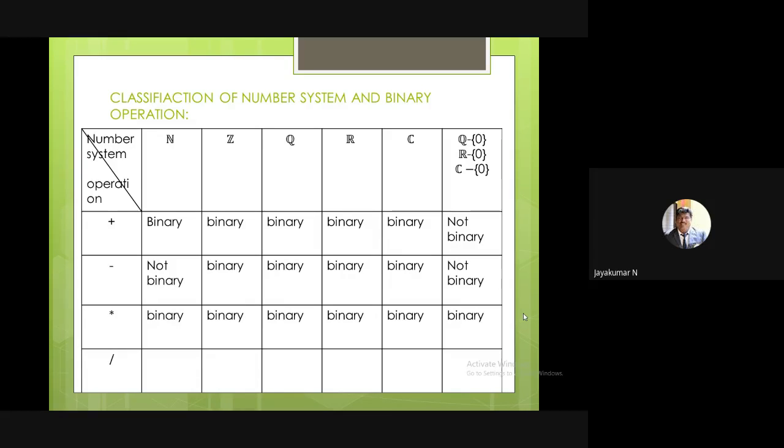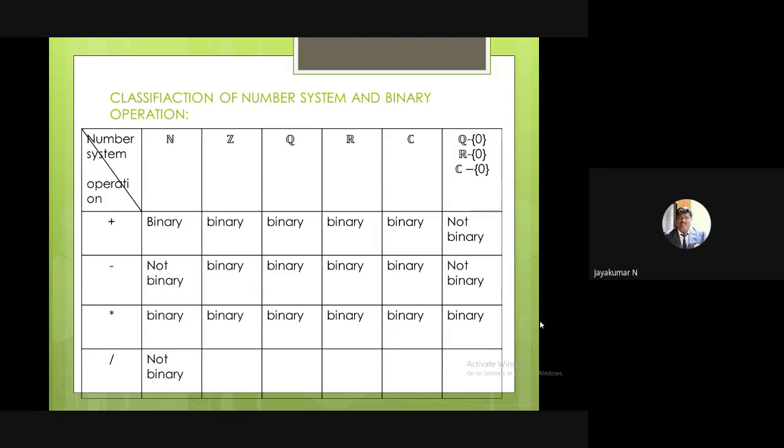I am asking, no one replied to me. Hemlada, not binary. Okay, I will note your name. Good. Because if you choose any two numbers in the set of all natural numbers, say 2 and 3, divide 2 by 3, definitely it does not belong to N. Okay, so division is not binary in N.